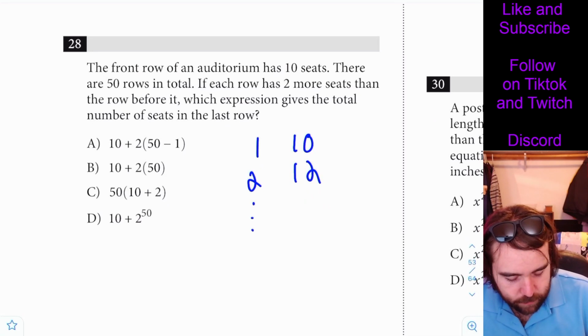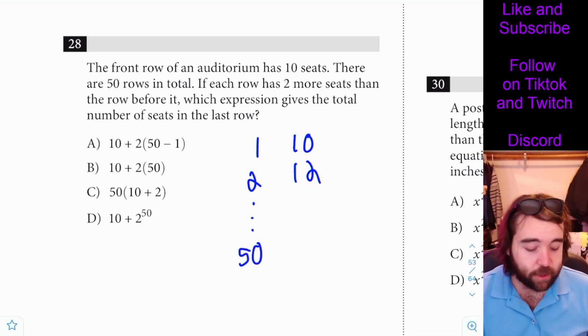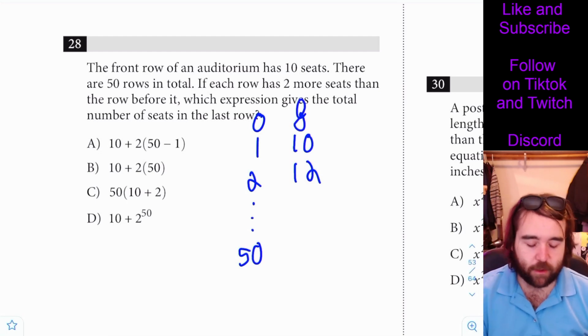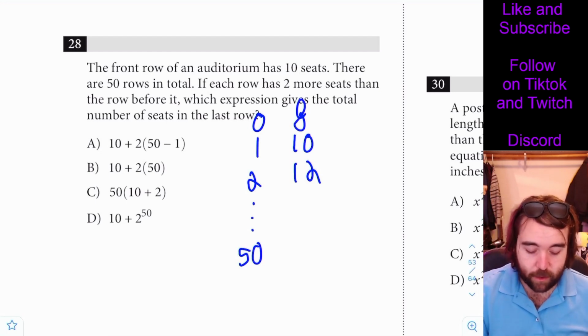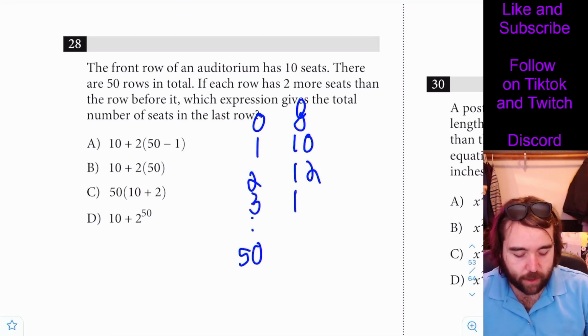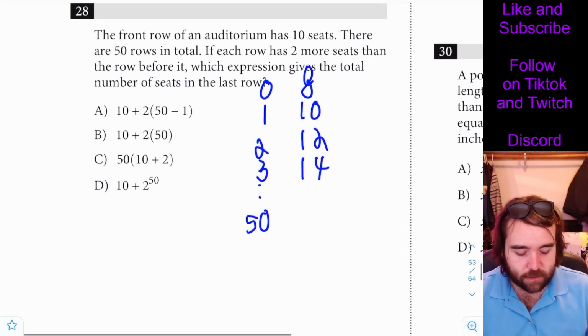So all we want to know is row 50. Here we don't want to continue the pattern, even though we could. We need to write the equation because we're looking at a big number. But look how it's just going to be a linear equation. For every next row, we're going to add 2 more seats, and that's literally just the slope.